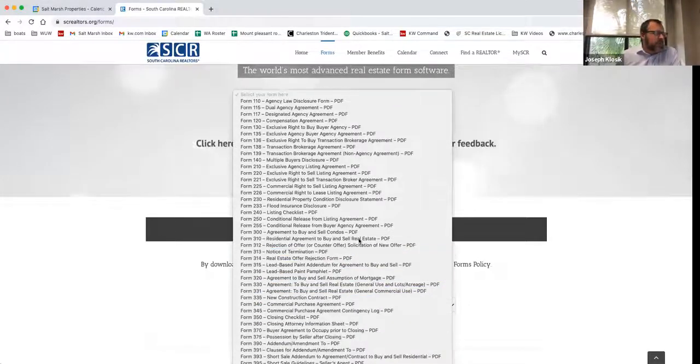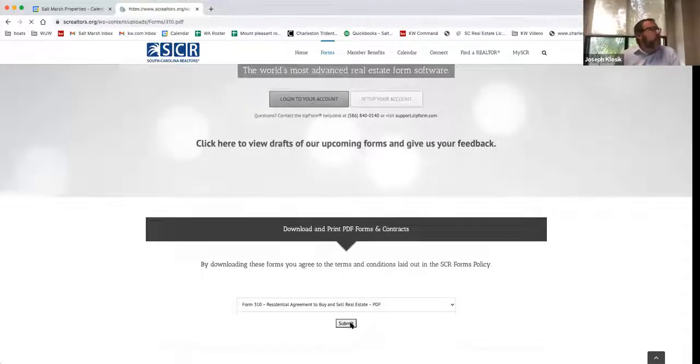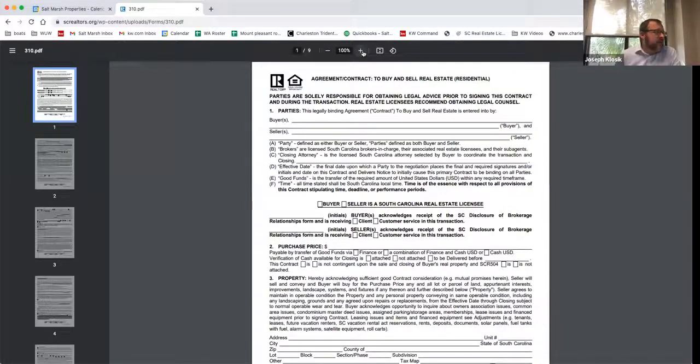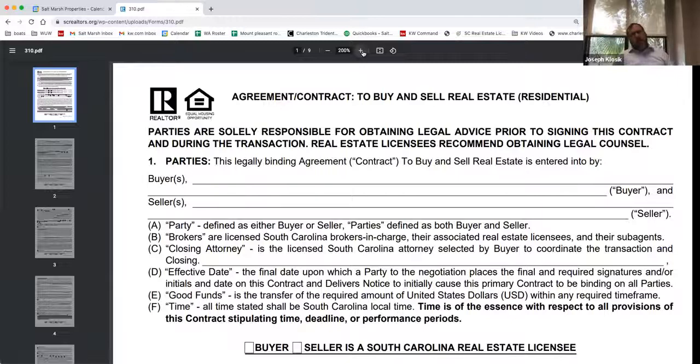We're going to jump to Form 310, which is a residential agreement to buy and sell real estate. Basically, what I'm going to do is go through this and work through each section of it so we can take a look at it and get any questions answered that you may have. I'll zoom in as much as possible. This serves as a good outline for topics that have come up over the last couple of weeks, so it makes it a little easier to explore some things to be on the lookout for and that sort of thing.